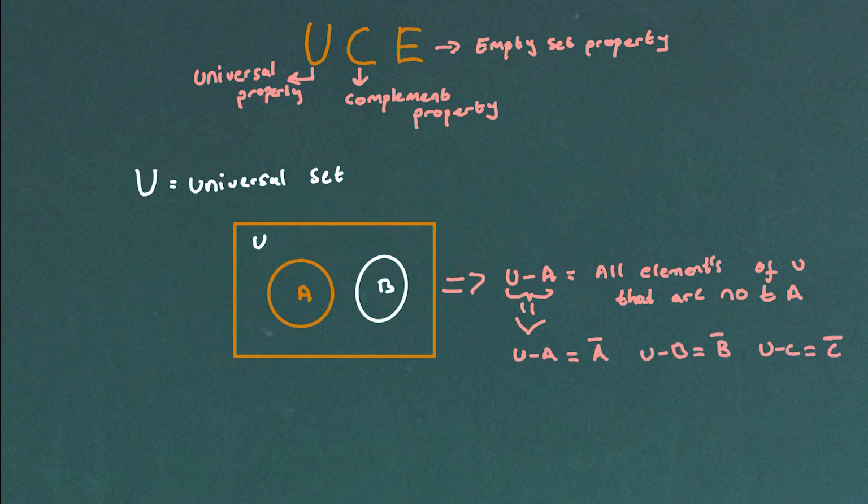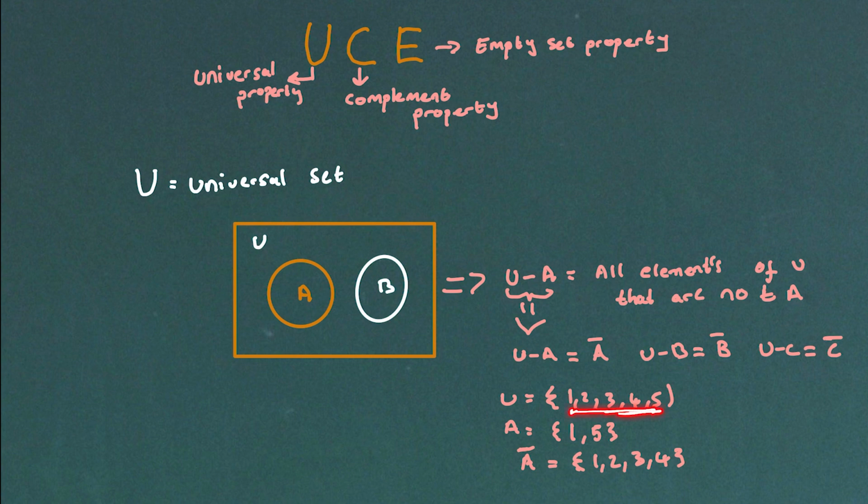Okay, let's apply it. If the universal set is the set with elements 1 to 5, and capital A is the set with elements 1 and 5, then the complement of A would be 1, 2, 3, 4. Actually, the complement of A would be 2, 3, 4. There's been a mistake made here. Ignore 1 in the answer. The complement of A is elements 2, 3, and 4 because it contains all the elements of U, but none of the elements of A.